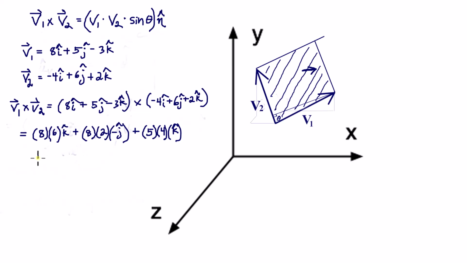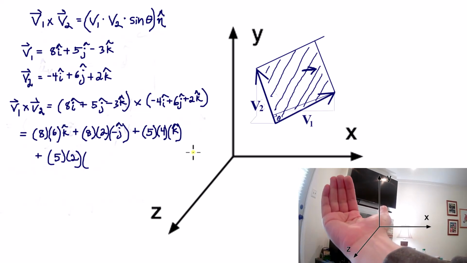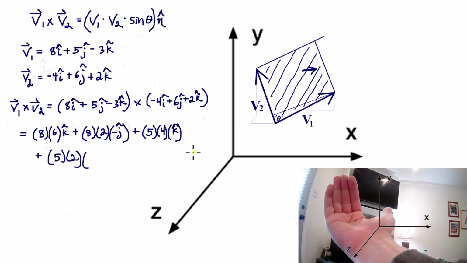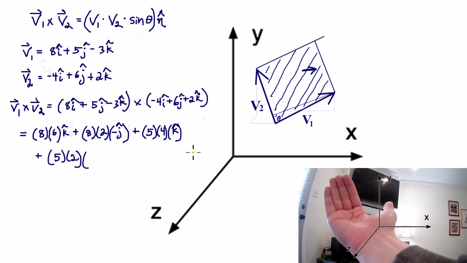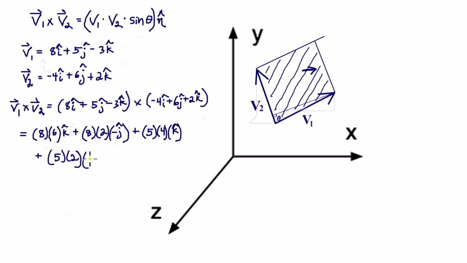All right. Plus 5 j hat cross 6 j hat. j hat cross j hat is 0. 5 j hat cross 2 k hat. So put 5, put 2. Now let's cross positive j hat with positive k hat. So positive y direction with the curl of the fingers facing positive z direction. Push positive y to positive z, and where's the thumb facing? In the positive x, so in the positive i hat direction.